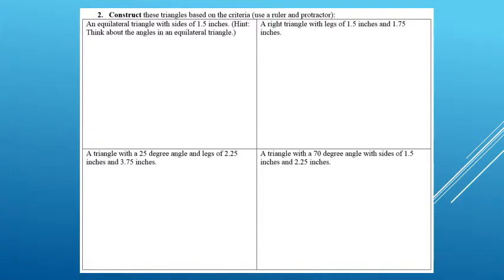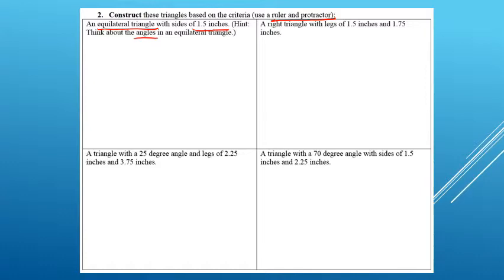So now we're looking at question number 2, and you're being asked to construct some triangles with a ruler and protractor. So please make sure as you're drawing these that you're drawing them really accurately. And in the first case, we're asked to draw an equilateral triangle with sides of 1.5 inches. And we gave you a little hint here to also think about the angles of an equilateral triangle.